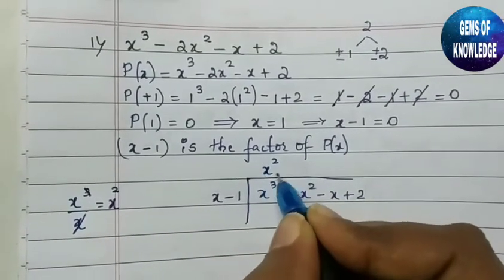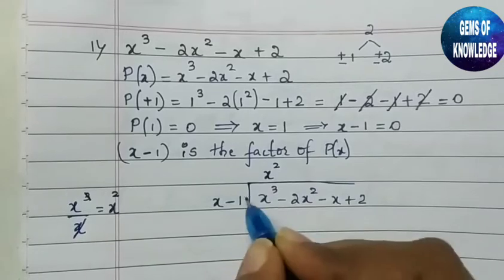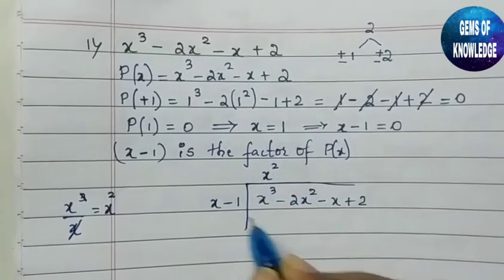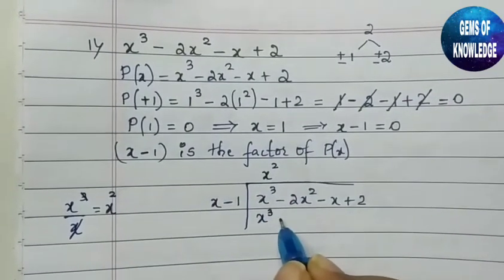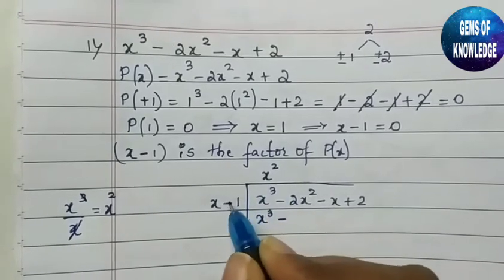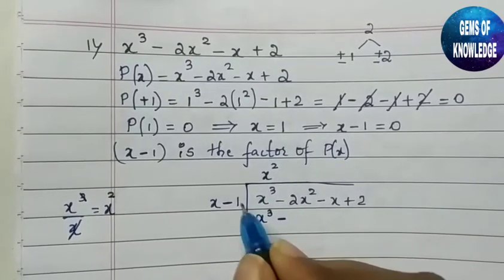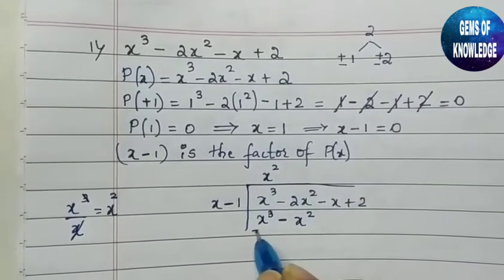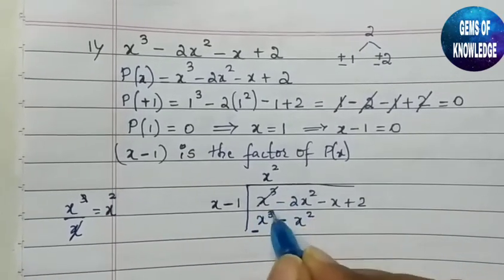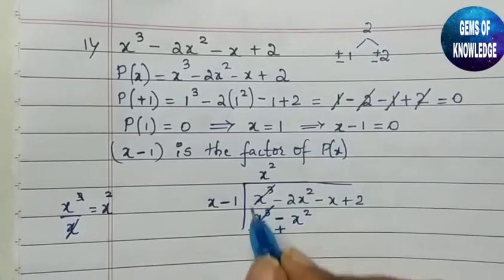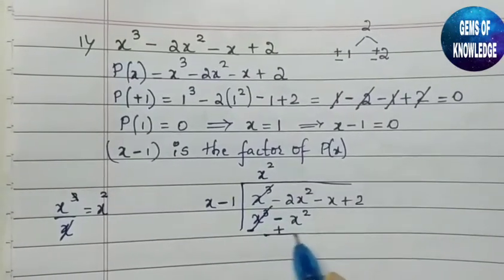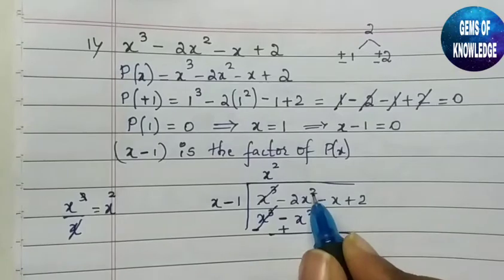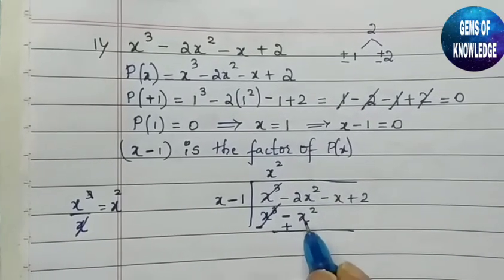Now we need to multiply this x square with this whole term. So x square into x, we are getting x cube minus, so what minus? This minus we are going to write. So x square into 1 will be x square. So the sign changes, because this is plus and this is minus, and here we are left with minus 2x square plus x square.